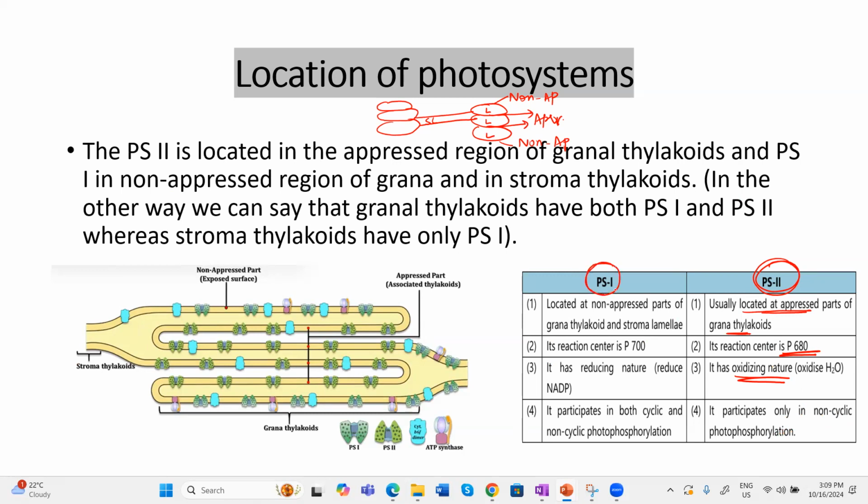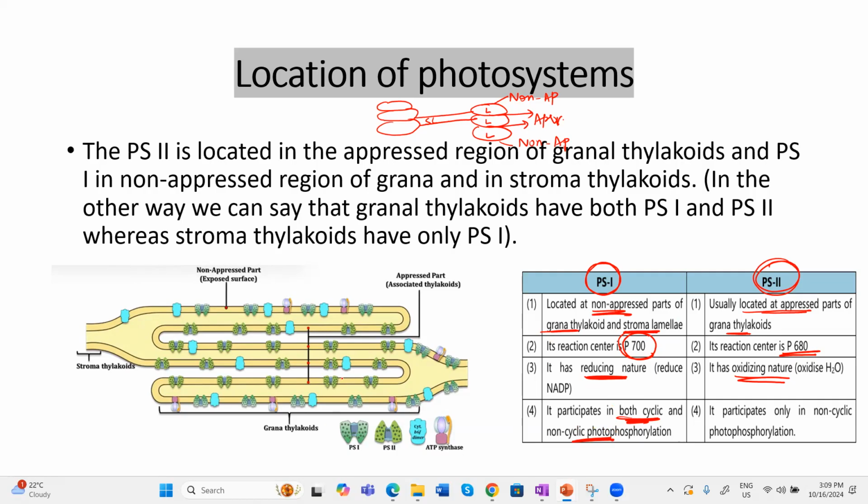PS1 is the one which can be present anywhere. It is present everywhere. Is it clear? It's not restricted. It means it can be present in the appressed region as well as in the non-appressed region of grana. It can be present in stroma lamella. So it is located in the non-appressed region of grana and stroma lamella. Its reaction center is 700. You can say it has a reducing nature. And it participates in both cyclic and non-cyclic. We'll be discussing in the next video what is cyclic and non-cyclic.